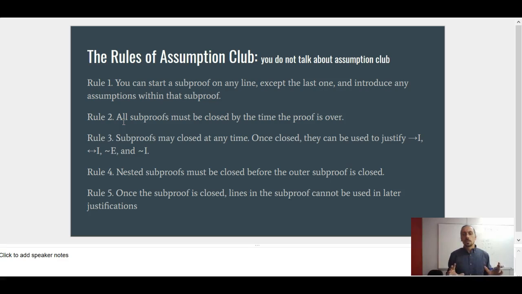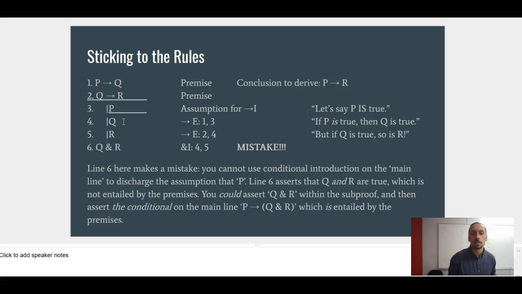Also, if you're nesting subproofs and you have a whole bunch of them, I'm going to give you examples, don't worry. You must close them in the order of most recently opened. As you move to the right and create more nested sub-assumptions, you have to close the most recently opened one to get back to the main line. And once you close a subproof, you can't make reference back to it. Okay, let's see how this actually works in practice.